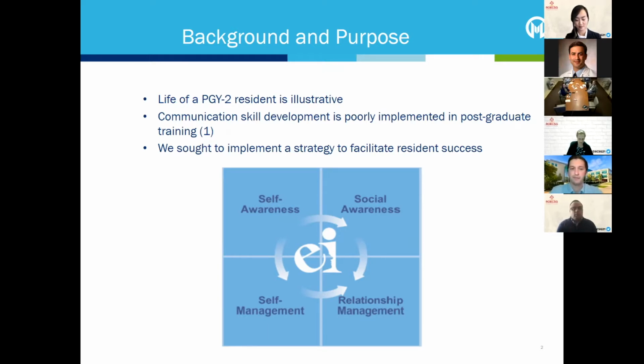Fortunately, at Moffitt, the illustrious Dr. Hoff has pioneered an emotional intelligence-centric training curriculum program based on the work of Goleman and Boyatzis, using the 4-quadrant model of emotional intelligence, being self-awareness, self-management, social awareness, and relationship management. We are constantly seeking to implement strategies as a part of this curriculum to help residents improve these competencies.